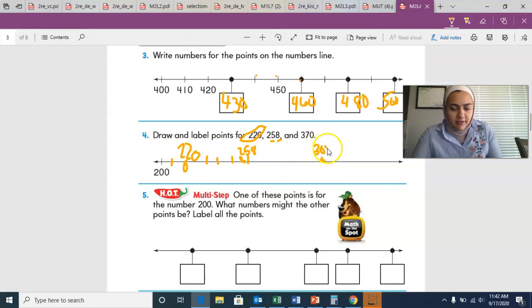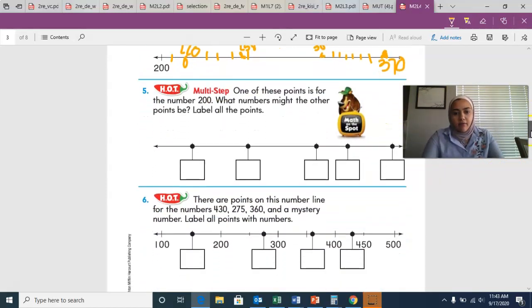Well, if this is 300, this would be 310, 320, 330, 340, 350, 360, 370. So 370 is the biggest number, so that's going to be the last number in the sequence. All right? Good. Good job. All right. Let's keep going.